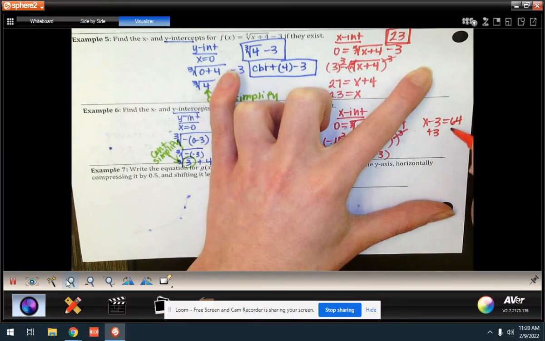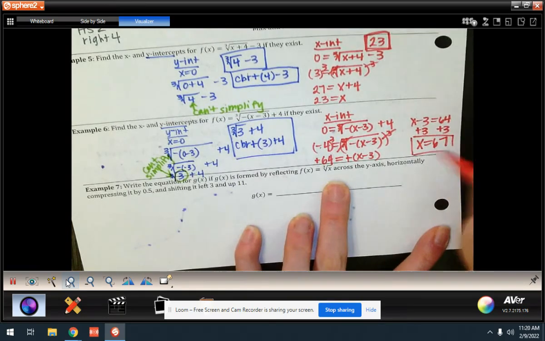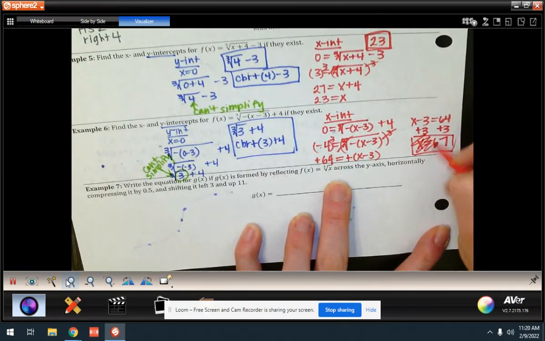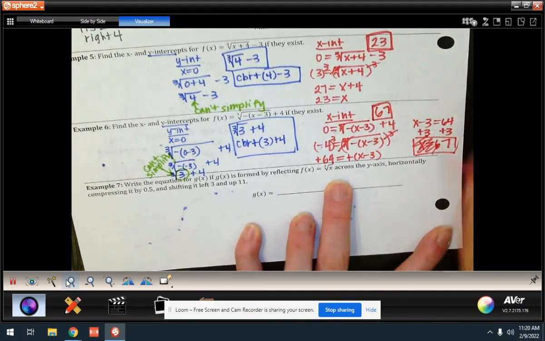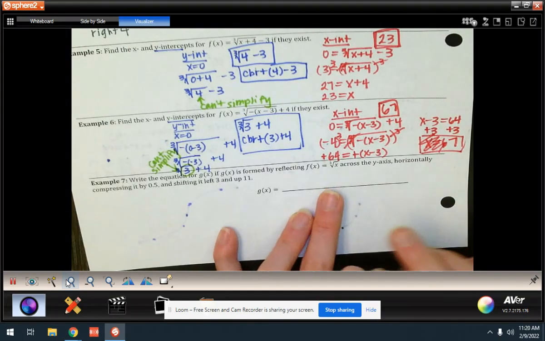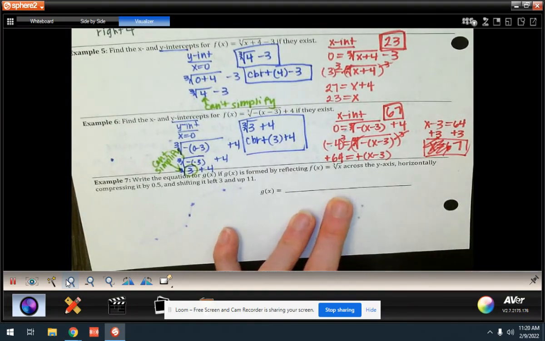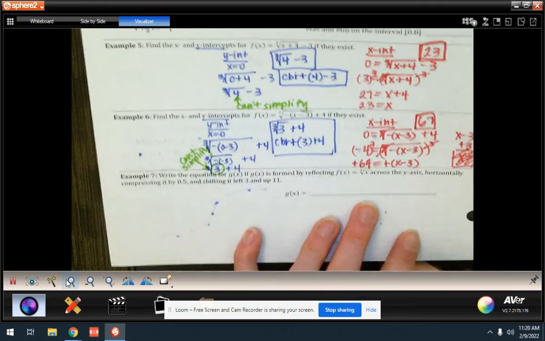And then when we add 3 to both sides, 67. Oh, it's not an equation. It's technically an ordered pair, but we're just going to type in the value. Don't type in x equals. All right, so that's x and y intercept. Same rule for any function we do.